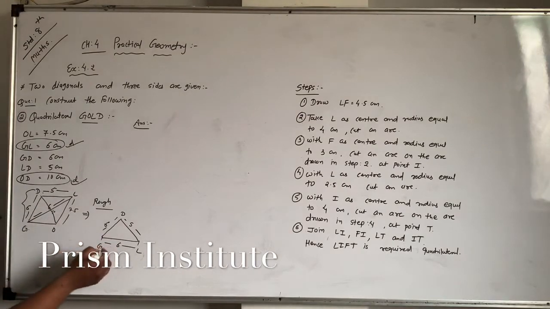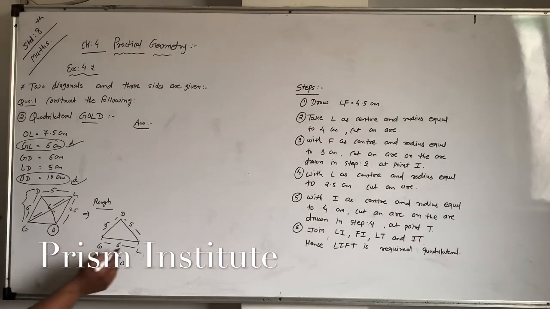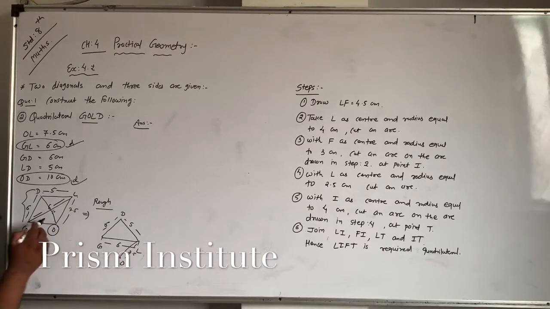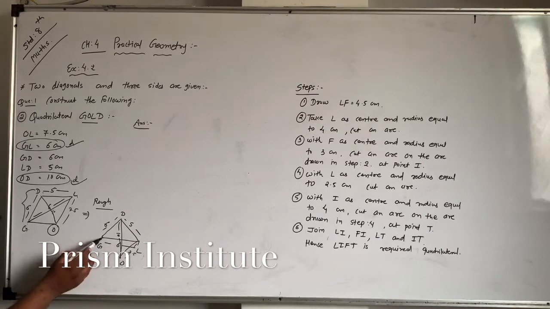Now our purpose is to draw the O point. So O point is somewhere here. Now LO is 7.5. So draw LO, that is 7.5, and OD, that is 10. So O to D is 10. Okay, now connect this. So this is your rough sketch.